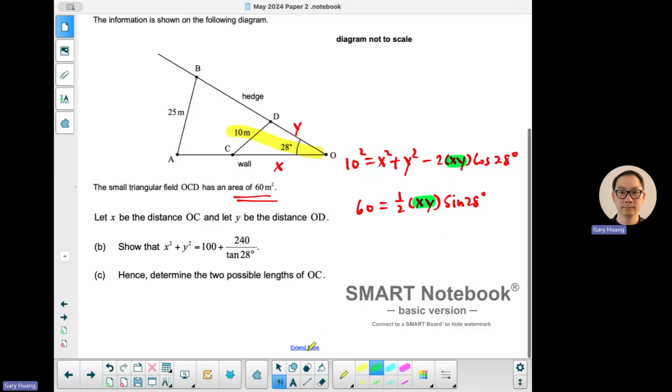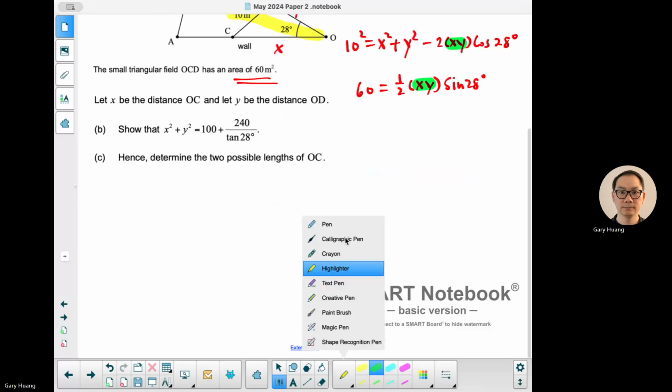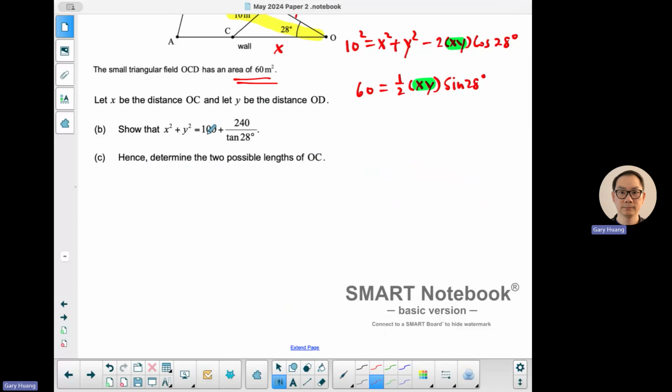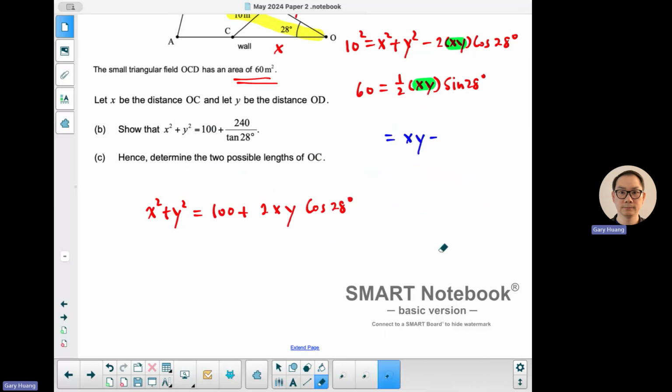First of all, I'm going to take the cosine law and rearrange it so that you can see x squared plus y squared is going to be 110 squared plus 2 times xy cosine 28 degrees. Now, I'm going to isolate xy using this. If I bring it to the other side, it's easier to see. Then I'm going to bring the half over, so it's going to be 120, divided by the sine 28.